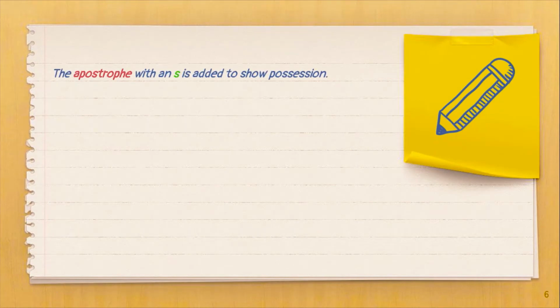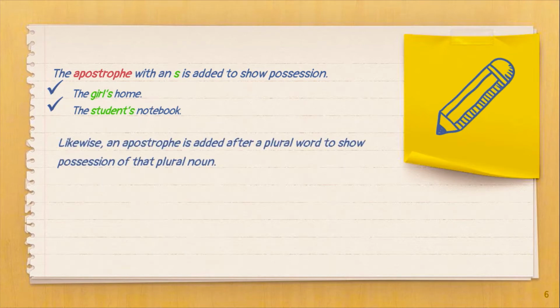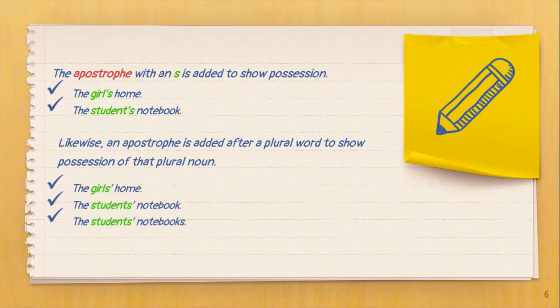The apostrophe with an S is added to show possession. Okay, let's see, for example, the girl's home. The apostrophe is placed before the S. The girl's home, the student's notebook. It shows possession. Likewise, an apostrophe is added after a plural word to show possession of that plural noun. We say plural nouns like the girls, the students, and the apostrophe is after the S. So that is a plural noun or plural word showing possession.